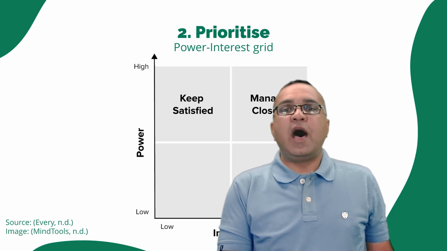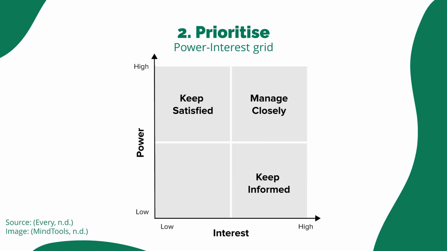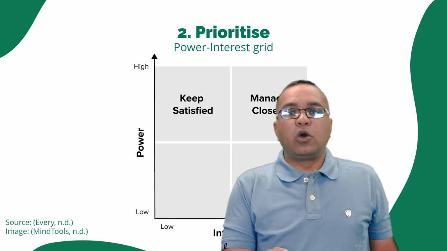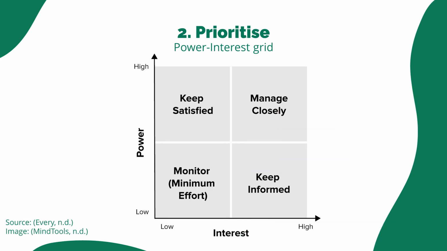Low power, high interest. You should keep these people adequately informed and talk to them to ensure that no major issues are arising. These people can often be very helpful with obtaining information relevant for your project. Low power, low interest. Monitor these people, but do not spend time and energy on excessive communication, as this group of stakeholders is least relevant to your project.